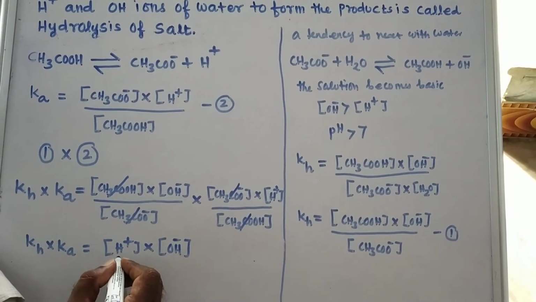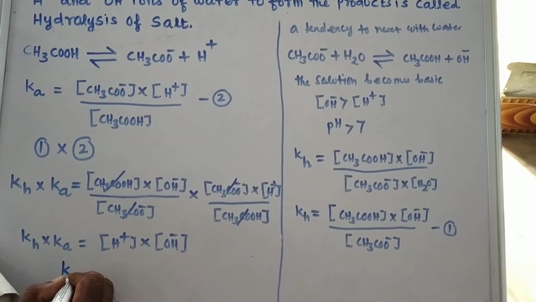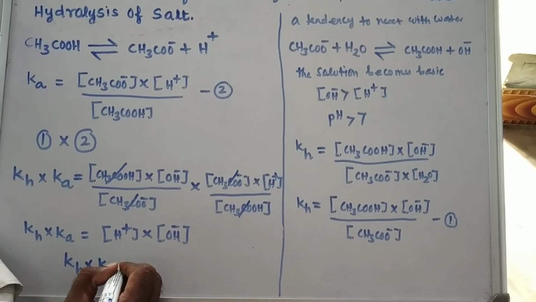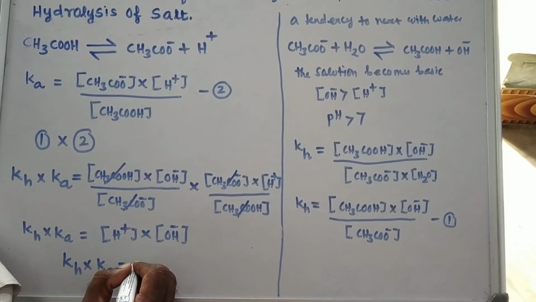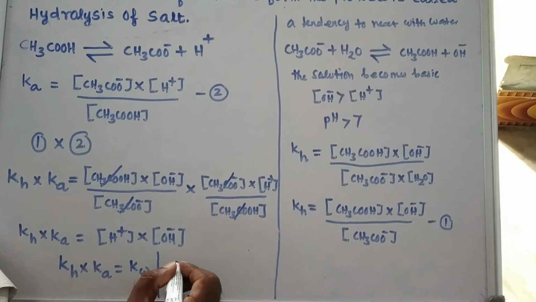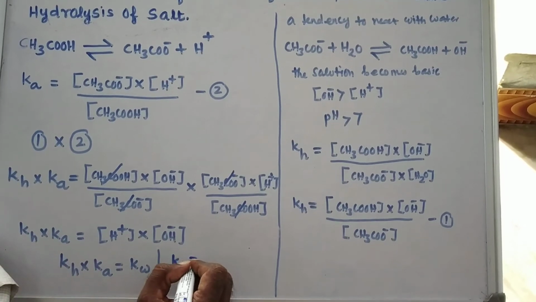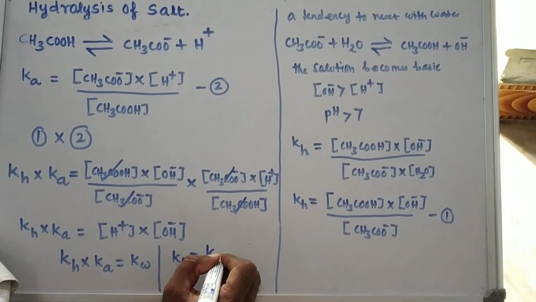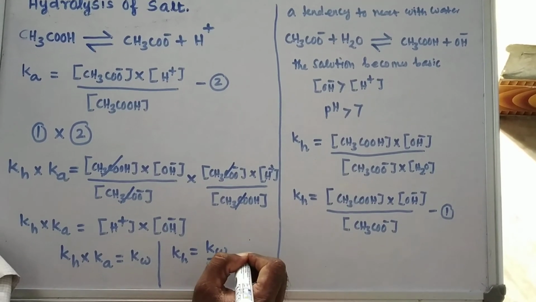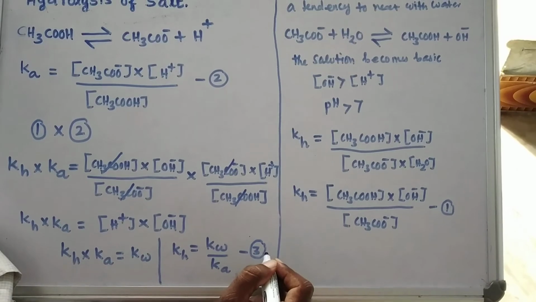So the product of H plus and OH minus is equal to the Kw. Then this equation becomes Kh into Ka is equal to Kw. Then this also becomes Kh is equal to Kw by Ka. This is equation number 3. Now I am going to erase the board.